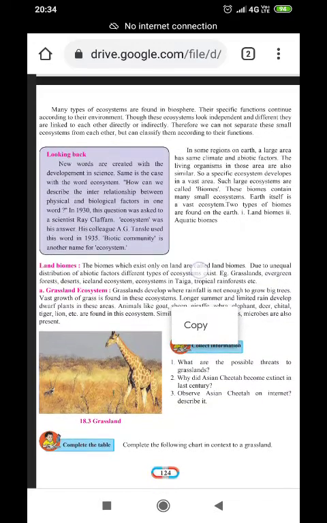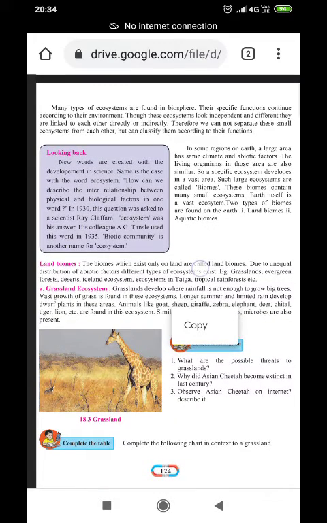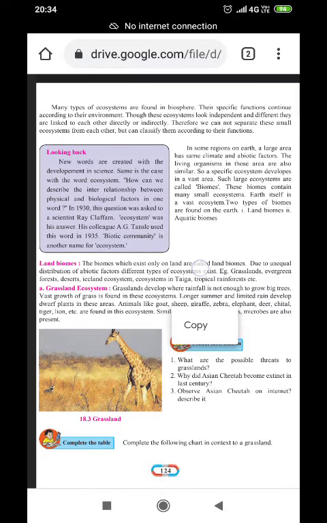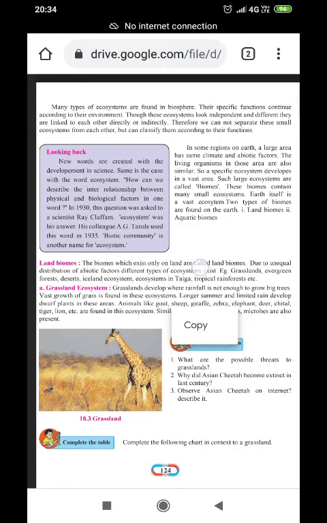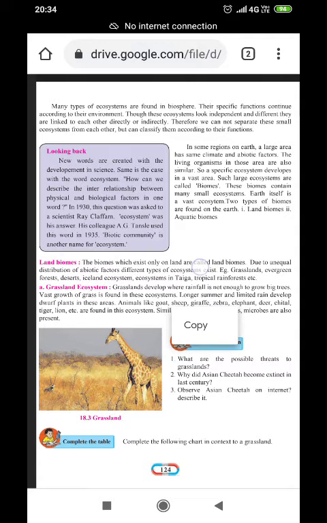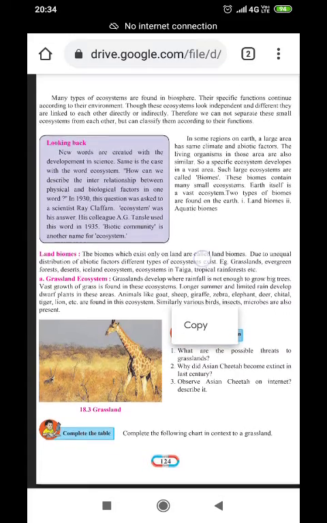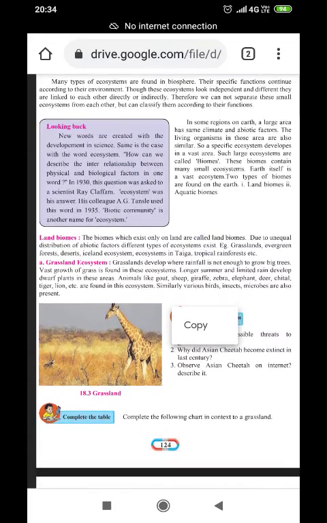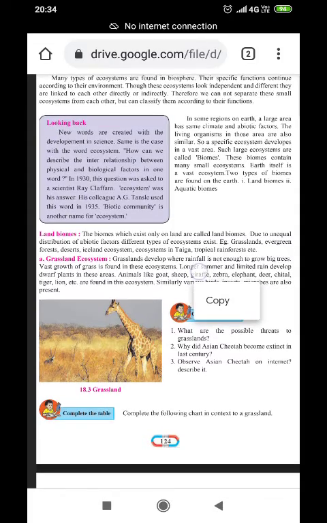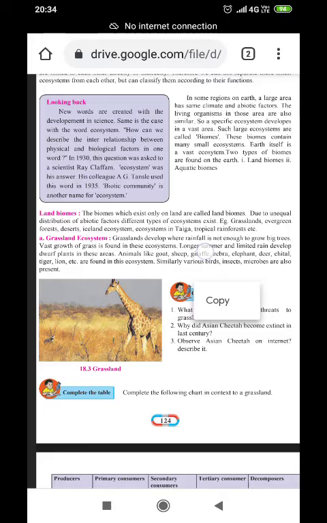Many types of ecosystems are found in the biosphere. Biosphere is nothing but the region of the atmosphere occupied by living organisms. Their specific functions continue according to their environment. Though these ecosystems look independent and different, they are linked to each other directly or indirectly. Therefore, we can separate these small ecosystems from each other but can classify them according to their functions.